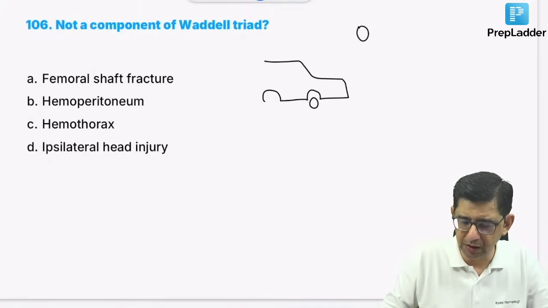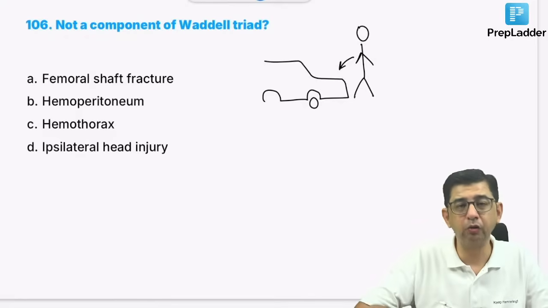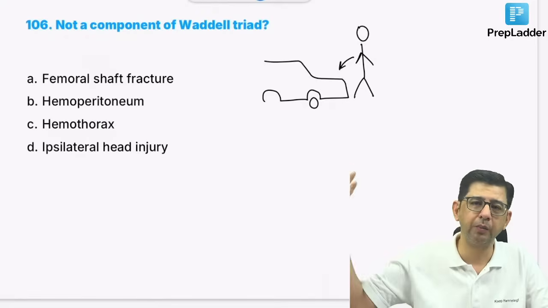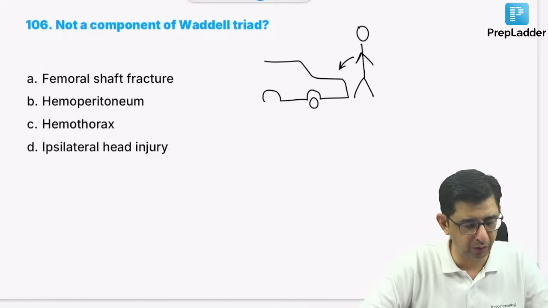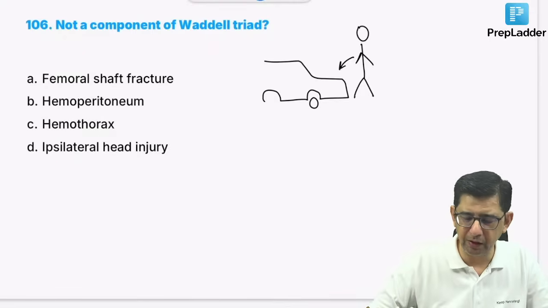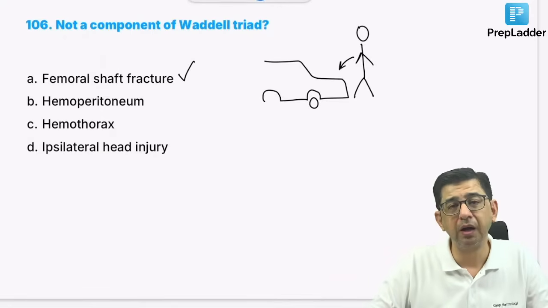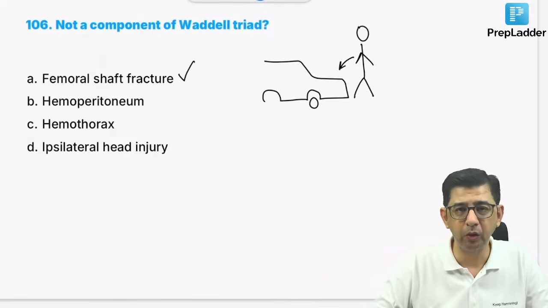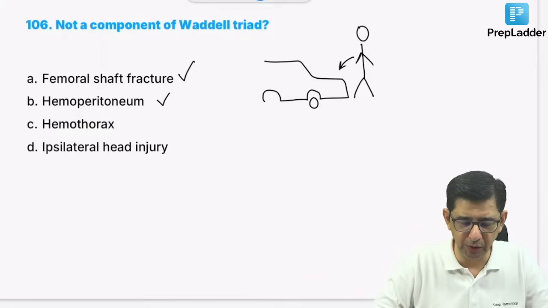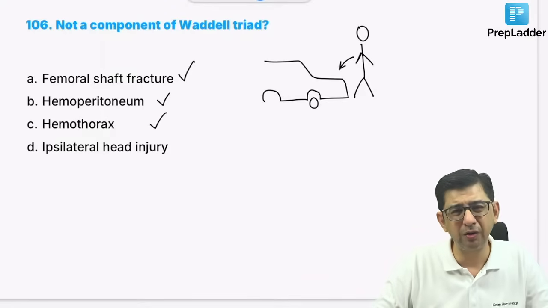Now this guy is a victim of a hit and run case. So this particular individual will tend to fall on the bonnet of the car, and then he's going to be lifted up and fall on the ground. Because he will take an impact on the leg, a femoral shaft fracture or bumper fracture can occur. He can end up with a hemoperitoneum, more likely, and subsequently a hemothorax as well, but not ipsilateral.